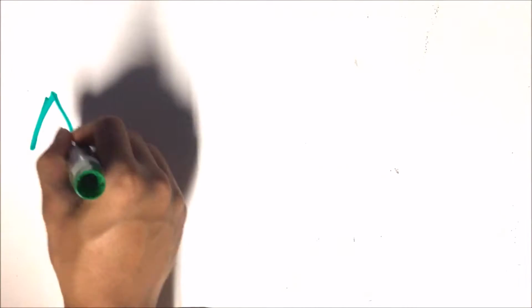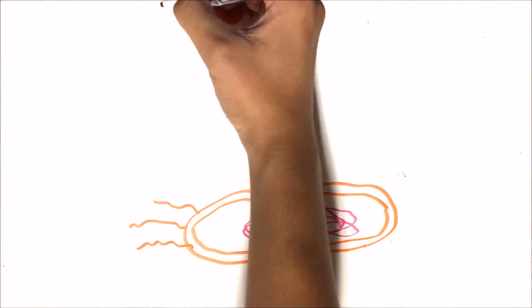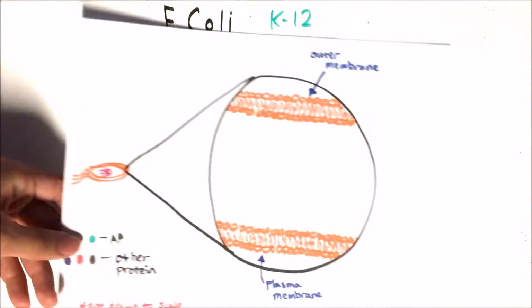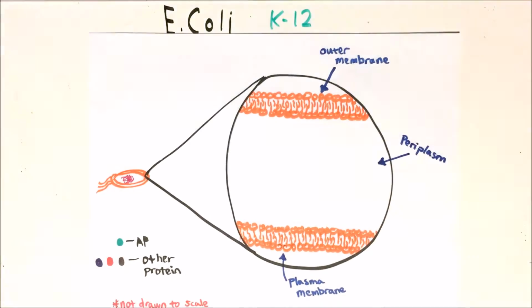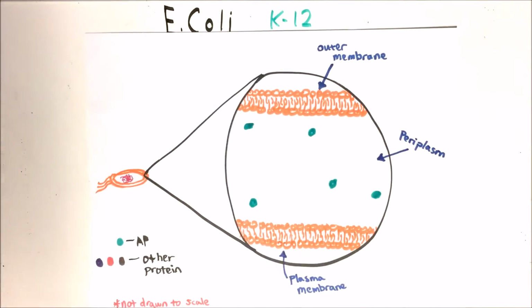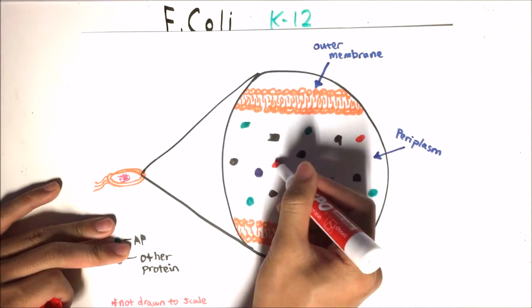In our experiment for protein purification, we want to isolate alkaline phosphatase, or AP, from E. coli cells, specifically the K12 strain. AP, along with many other proteins, are found within the periplasm of E. coli cells, located between the outer membrane and plasma membrane. This is the starting point of the experiment and where we will base our first purification technique.